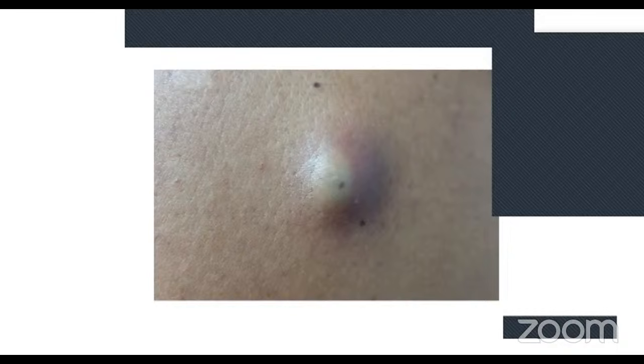And what do you mean by Fordyce's disease? These are favorite viva questions. Fordyce spots, there are so many. These are presence of ectopic sebaceous glands in the lips and oral mucosa, the buccal mucosa. This is called Fordyce's disease.